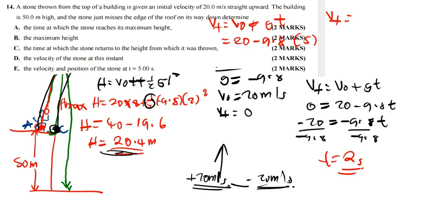What am I getting now? So 9.8 times 5 is 49. So if I do 20 minus 49, I'm going to get negative 29.0 meters per second. When you see negative, what comes in your mind? Does it mean that when t was equal to 5, the object was still going up or it was coming down? What comes in your mind?